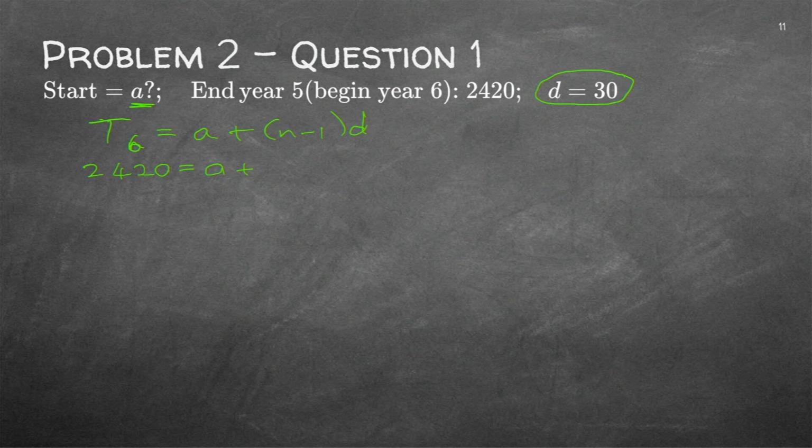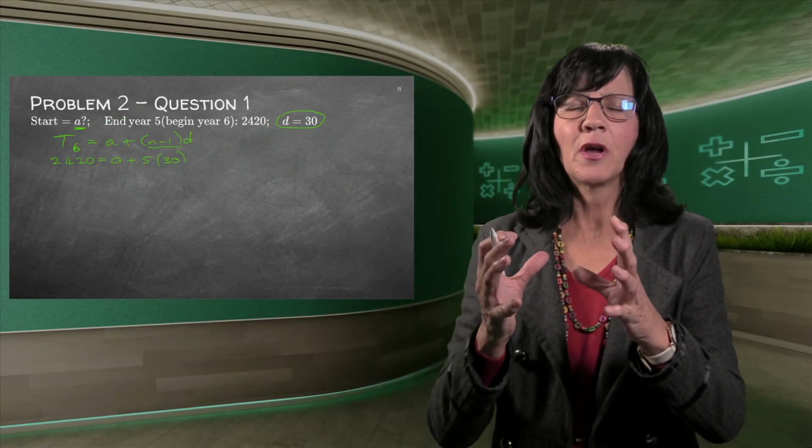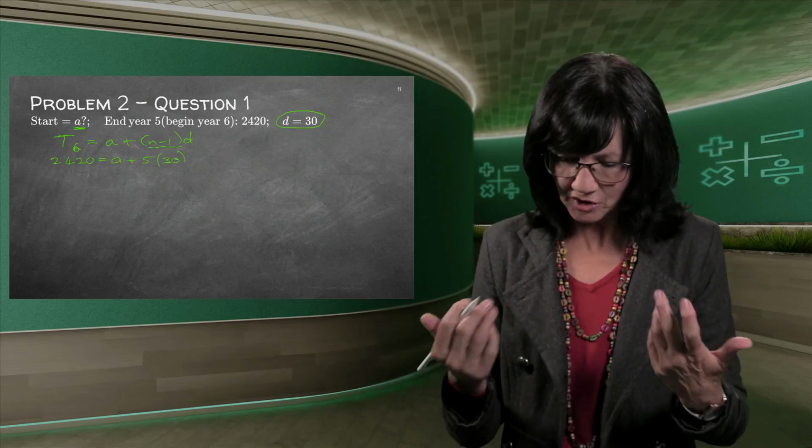Plus the 6 minus 1 is 5. The D I have is 30. Remember what I said previously, I never write 6 minus 1. In my head, I just say 6 minus 1 is 5. Then you haven't got so many brackets to work with. It just makes it easier.